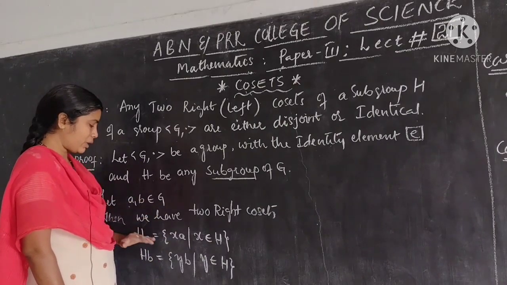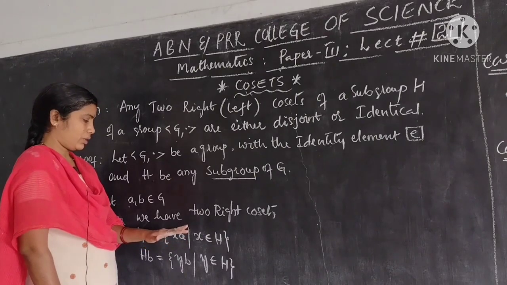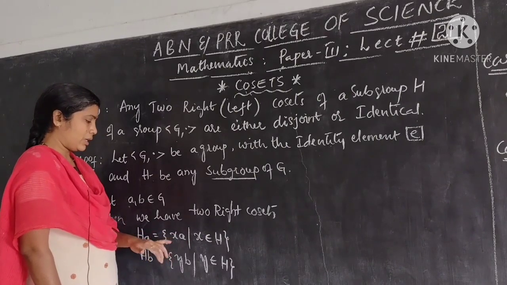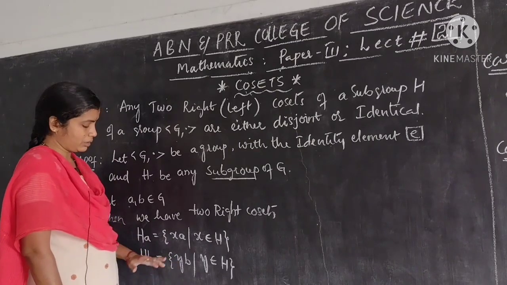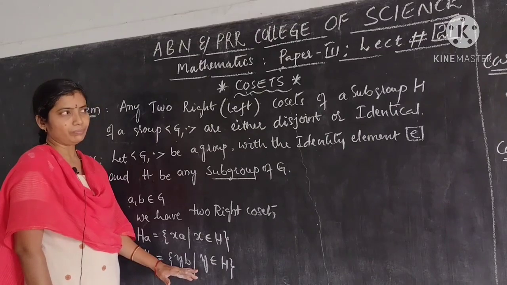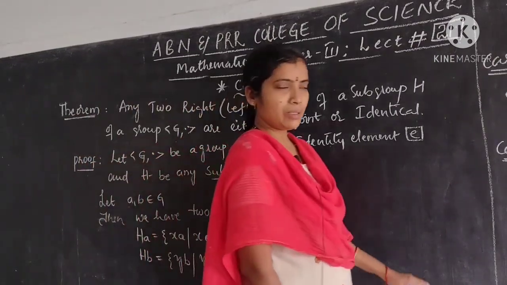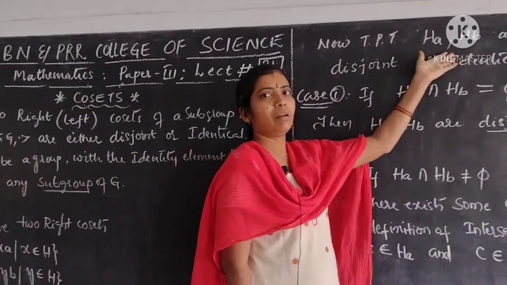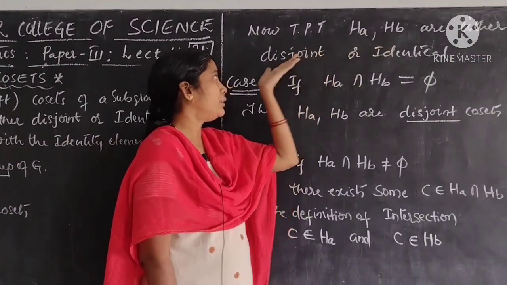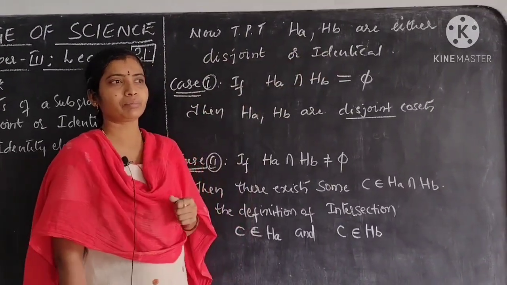What are the elements of HA? They are nothing but right multiples of A. And what is HB? That means the coset generated by B is nothing but elements like this. What is our claim? The claim is that these two cosets are either disjoint or identical.